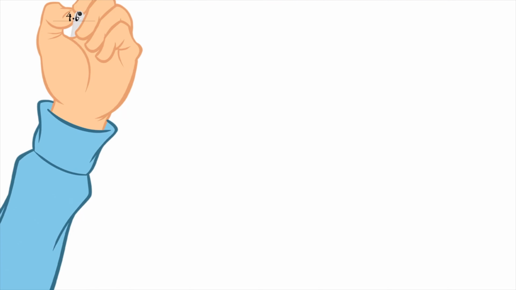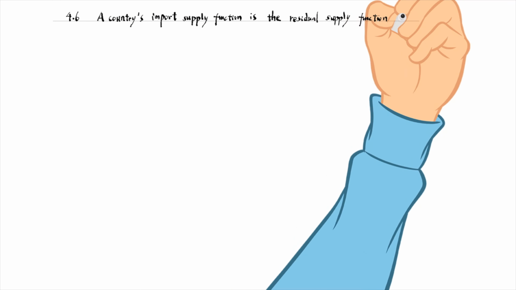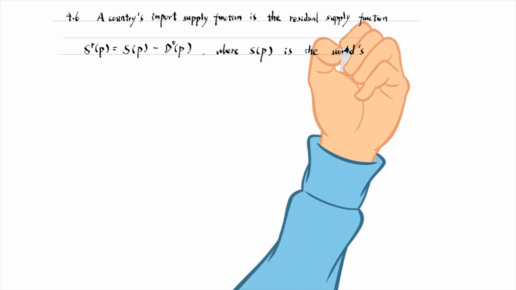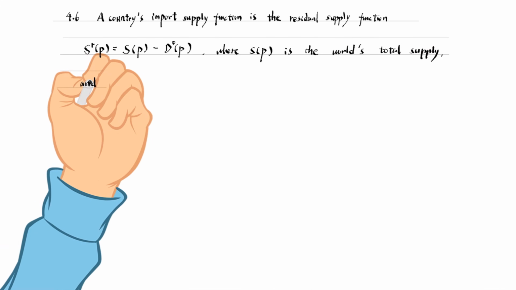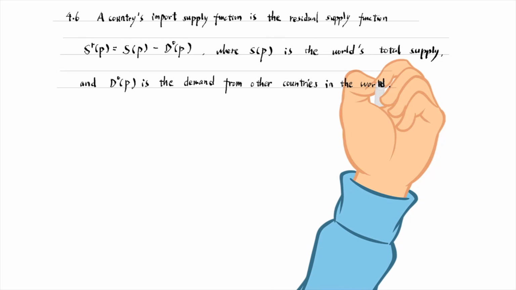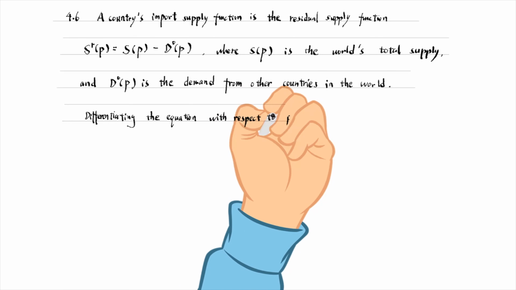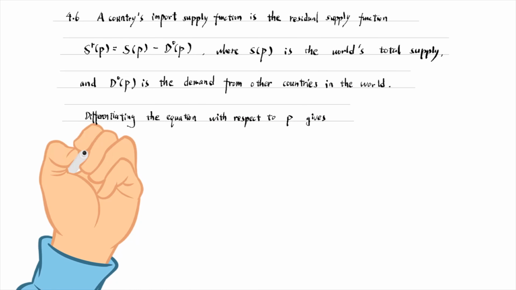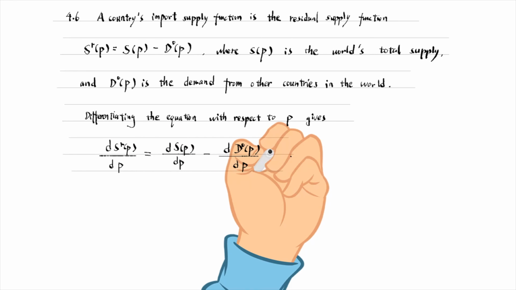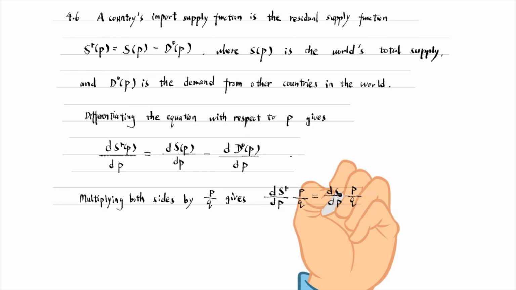A country's import supply function is the residual supply function, where SP is the world's total supply and DPO is the demand from other countries in the world. Differentiating the equation with respect to P gives the following expression. Multiplying both sides by P over Q gives the following equation.